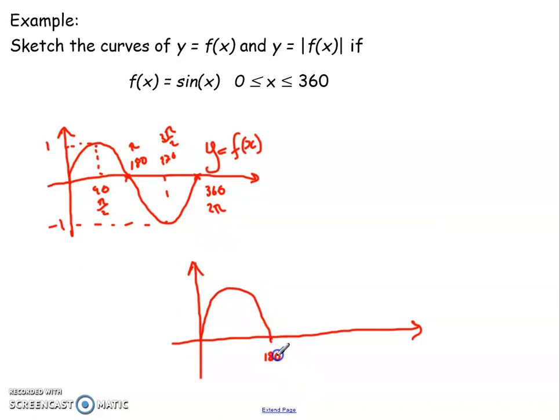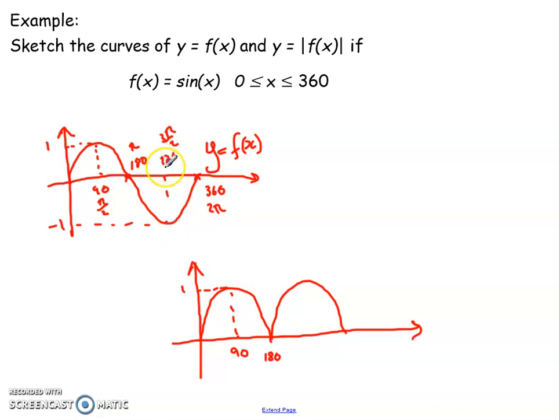So I've still got 180 where it would intersect. I've still got my 90 degrees, my pi over 2 there, and my highest point is still at 1. What now happens is this entire section here is reflected up above the x-axis. So instead of going down, this section here goes up as well. But all these key points have to be maintained and shown how they have transformed in the new graph.